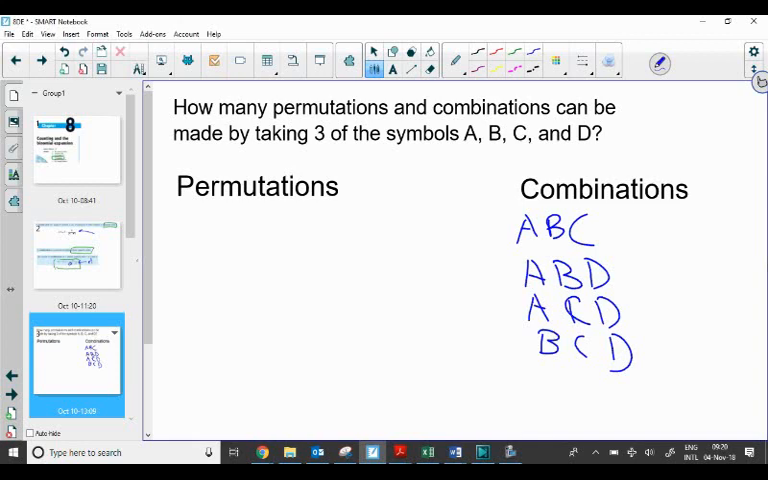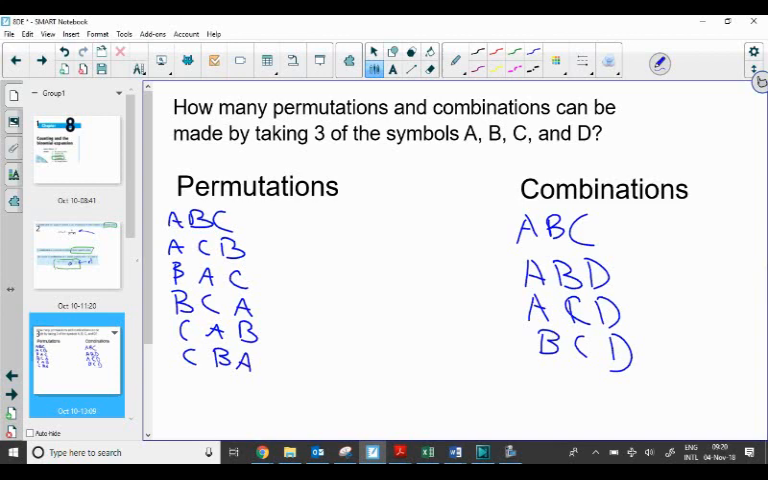How many different permutations are there? Well, I still have ABC, but I'm also going to have ACB. I'm also going to have BAC, and I'm also going to have BCA. I'm also going to have CAB and CBA. That's just the permutations of this first one. So each of these 4 combinations is going to give me 6 different permutations. So in total, we're going to have 24 permutations. I'm not going to write them all down, but I think you can imagine what they are.